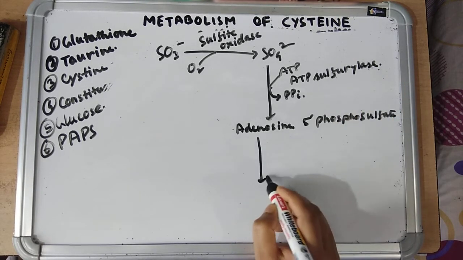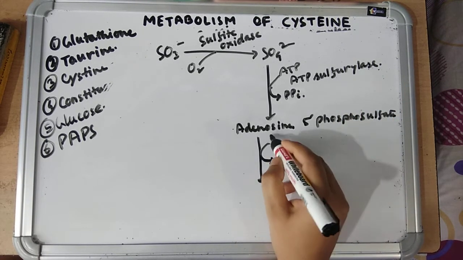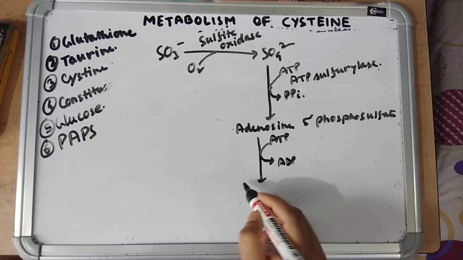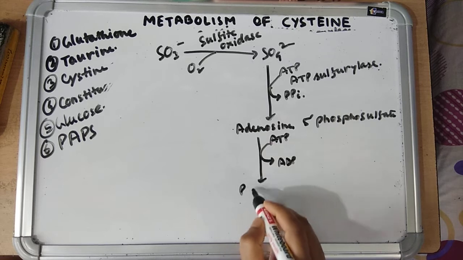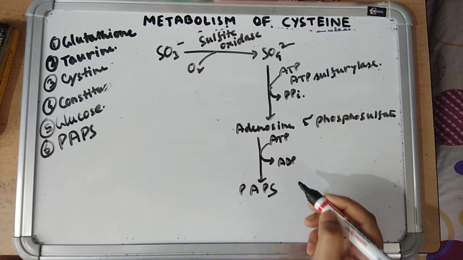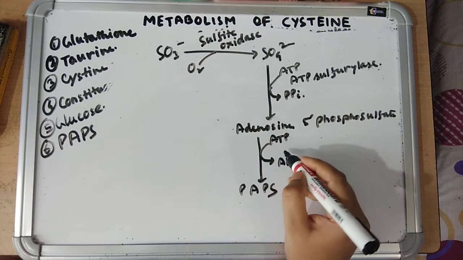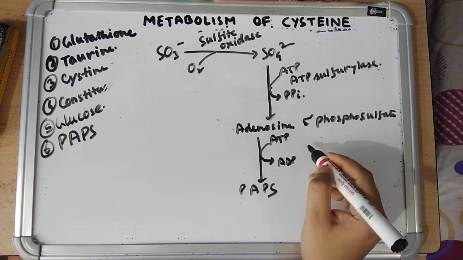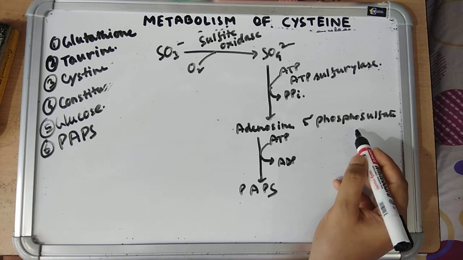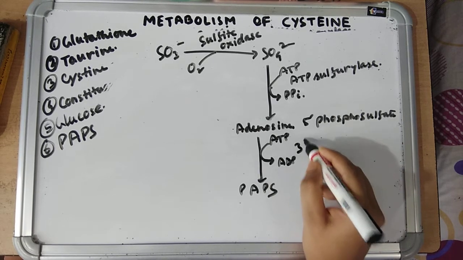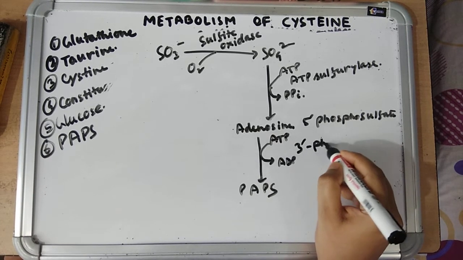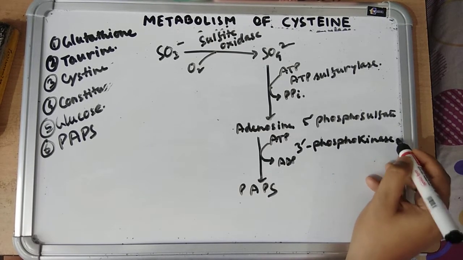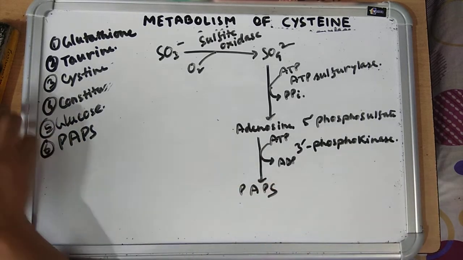Adenosine 5' phosphosulfate again combines with ATP to form phosphoadenosyl phosphosulfate, and this reaction is catalyzed by the enzyme adenosine 5' phosphosulfate 3' phosphokinase. Okay, so this is how PAPS is formed.